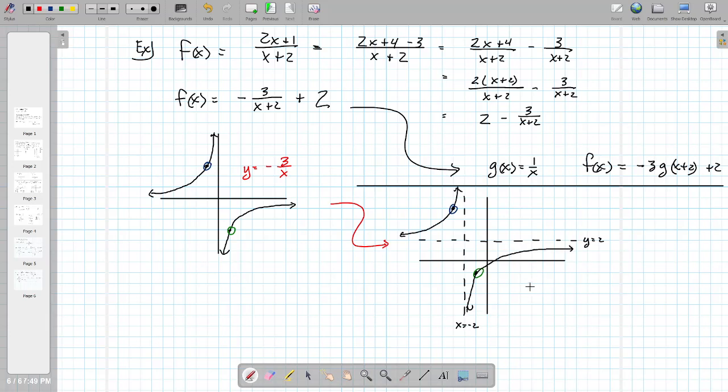And this will be the graph. And yes, it looks different than this one, but it is actually the same graph. It's a bit tricky.